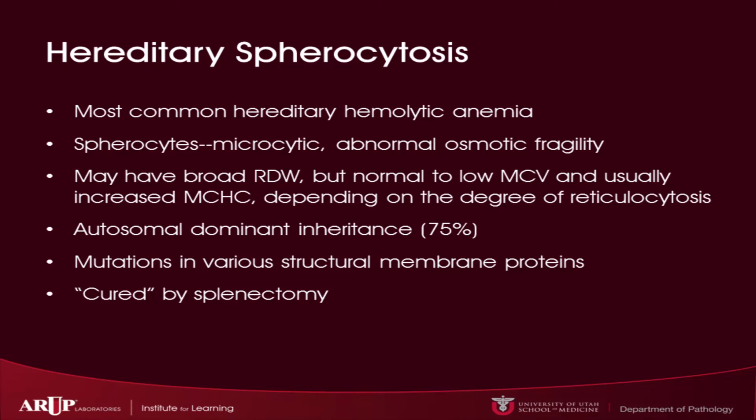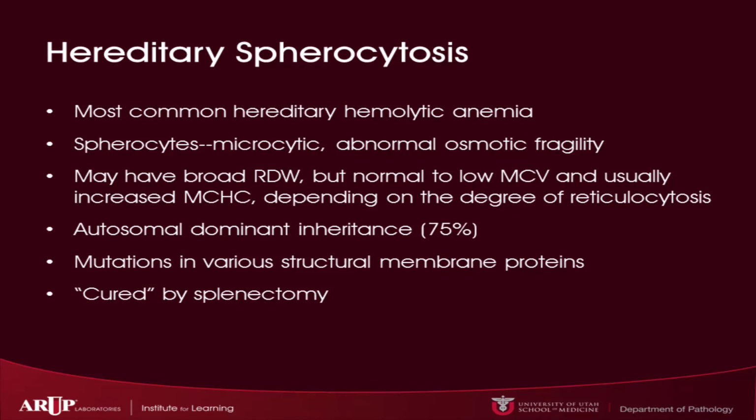Usually the MCHC is helpful. This is one disease where MCHC can be helpful. MCHC is usually increased, denoting that the red blood cells are smaller in size, although the hemoglobin concentration is more or less normal. The inheritance pattern of hereditary spherocytosis in about 75% of the cases is autosomal dominant.